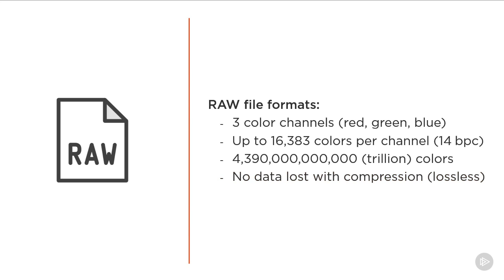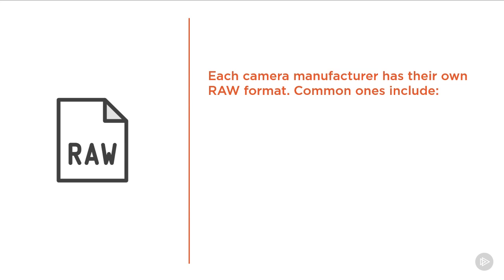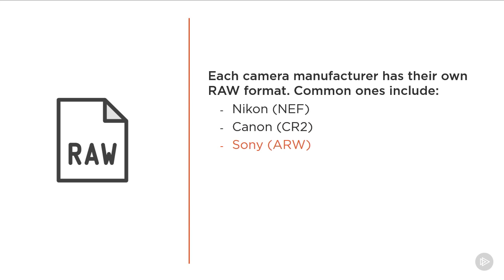Now, there's a lot of different types of raw files out there, and depending on your camera's manufacturer, you might see different file types. So, for example, a Nikon camera has an NEF raw format. A Canon has CR2. Sony is ARW. Olympus is ORF, and so on and so on. Each camera manufacturer has their own raw format.